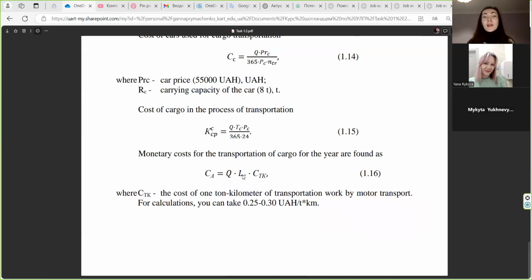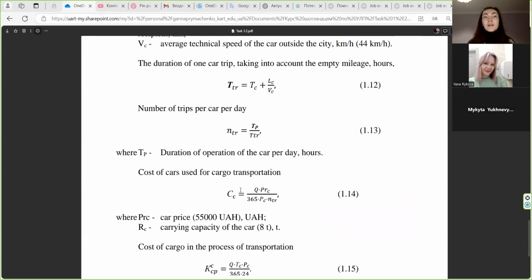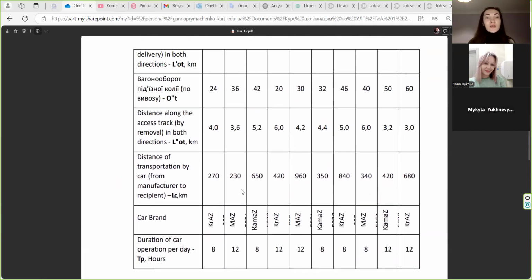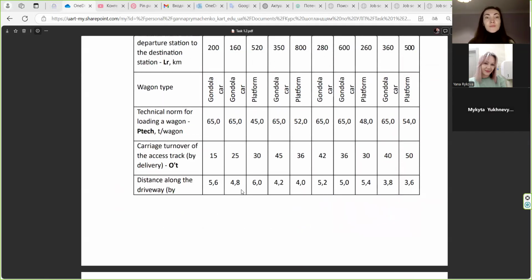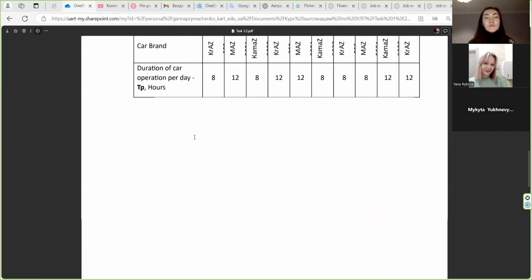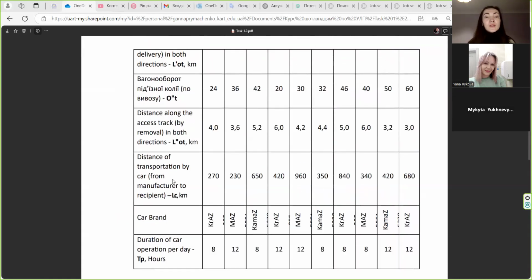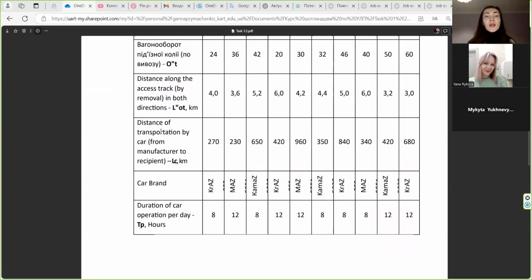Multiplied by the next parameter, our L. Now we find it in our variant information, L with index C. It is the distance for delivery by car transport. Now we try to find it here. It is by railway transport. Oh, maybe I'm not connected this info. No, we have this information. It is the third line from the end. Distance of transportation by car from manufacturer to recipient in kilometers, and find please for your variant, from first variant to 10. Find your information.